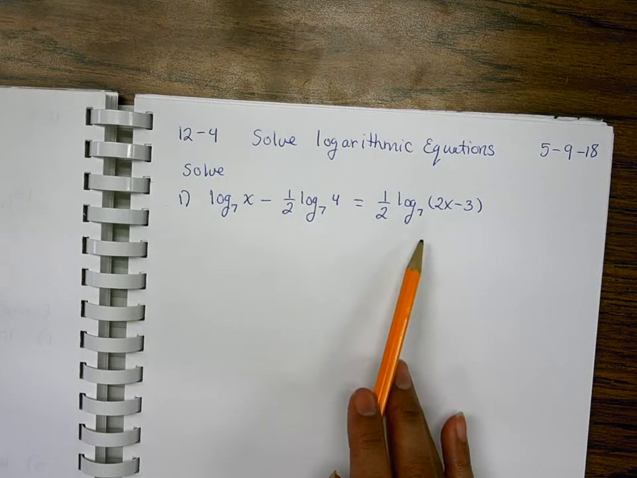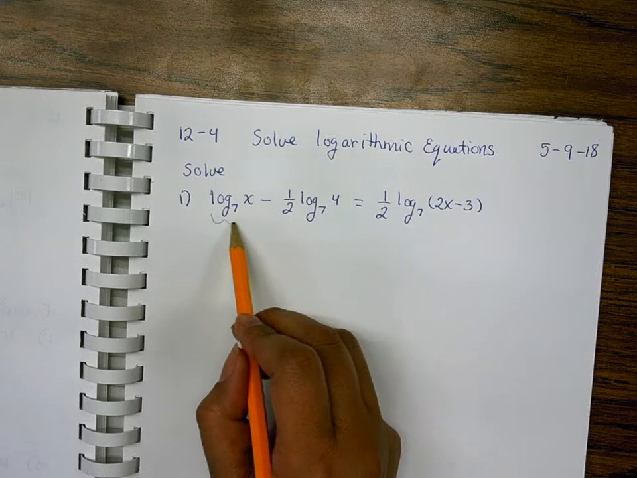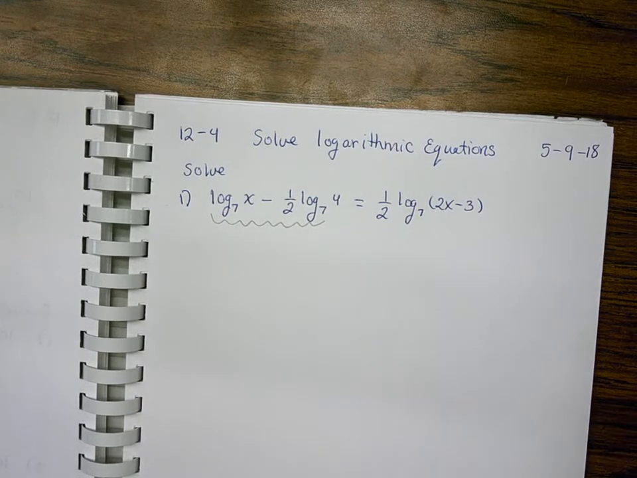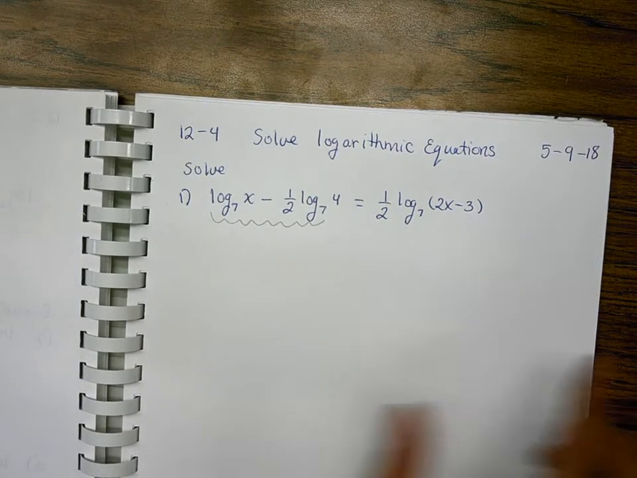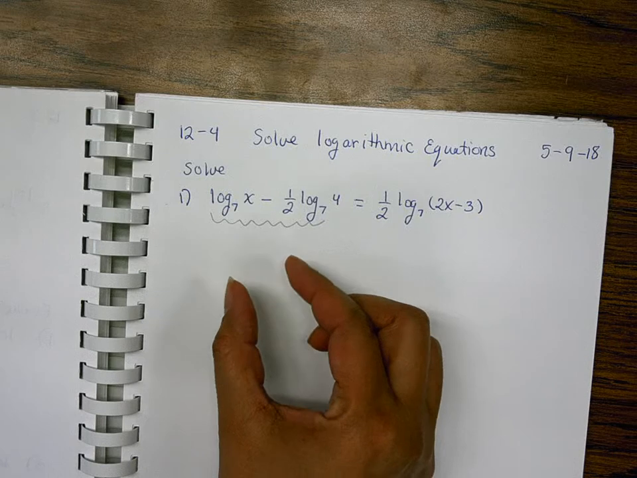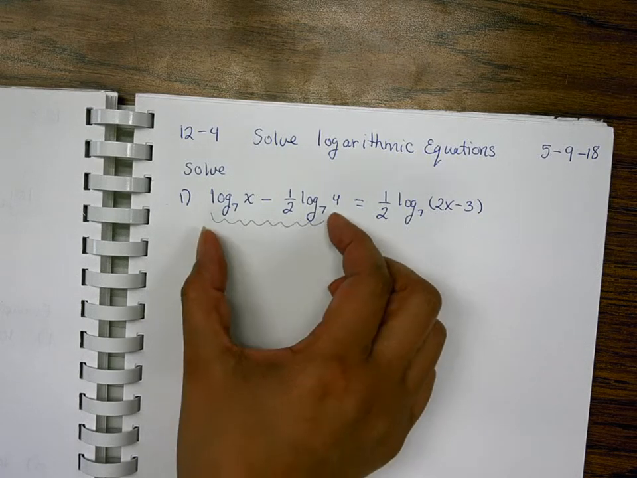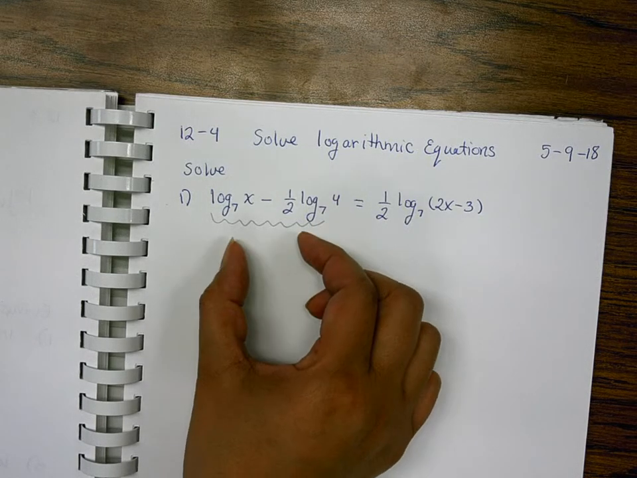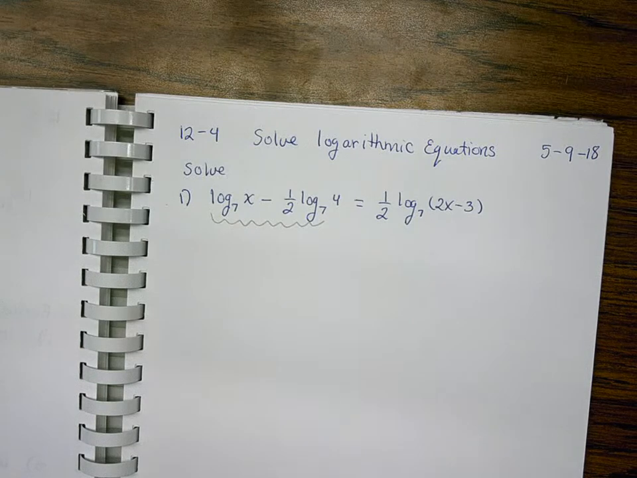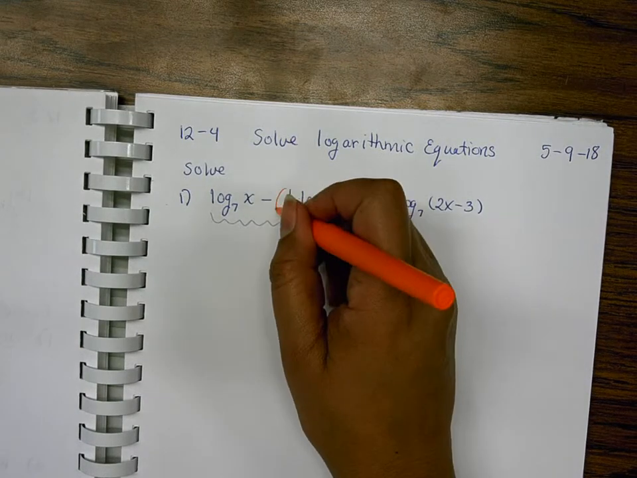And same thing as the other one. There needs to be exactly one log on each side. Now, obviously, that's a problem here because there's 2 logs. So we're going to use our log laws to condense. This was yesterday's lesson. You had some homework problems where you were condensing. And that's what we're going to do here.